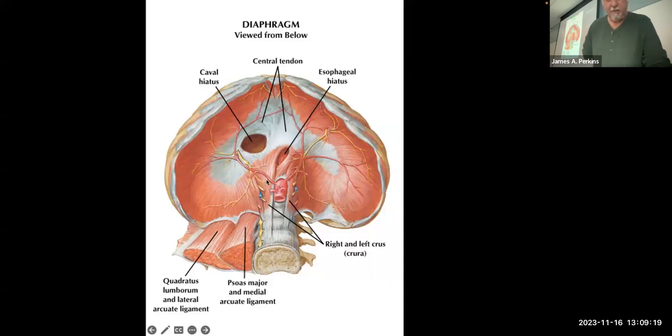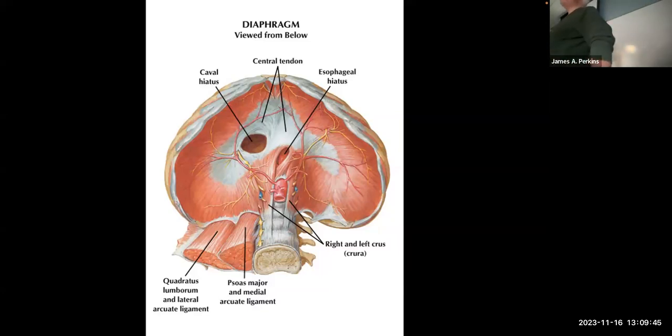The right crus actually extends up towards the central tendon, but then does a U-turn and loops around on itself to form the entire esophageal hiatus. So the esophageal hiatus, where the esophagus pokes through, is formed entirely by this right crus looping around on itself. Anybody ever hear of something called a hiatal hernia? Is that a completely foreign word to all of you? Okay.